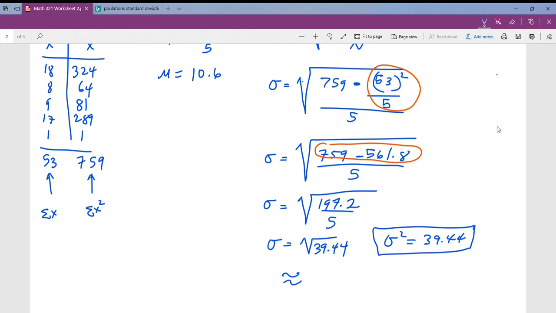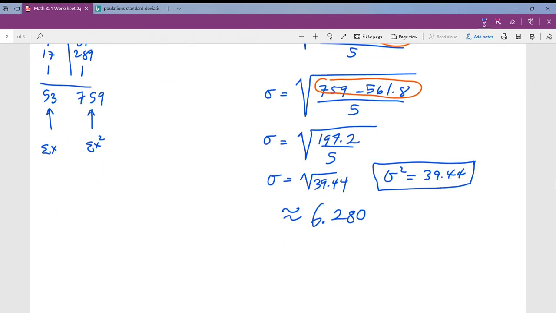To calculate our standard deviation, we're going to use a calculator, and we'll round that number. Take the square root of 39.44. My population standard deviation is 6.280. Our variance is 39.44. If you were to square this to get your variance, your number would be different. So it's always best to find the variance first, then you can take the square root of whatever this is to find your standard deviation.